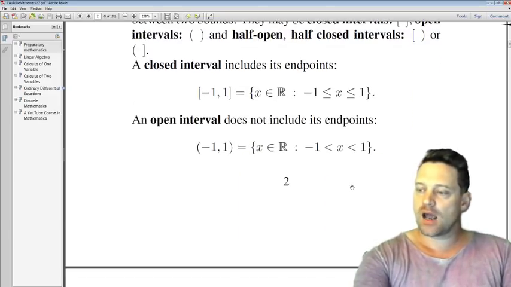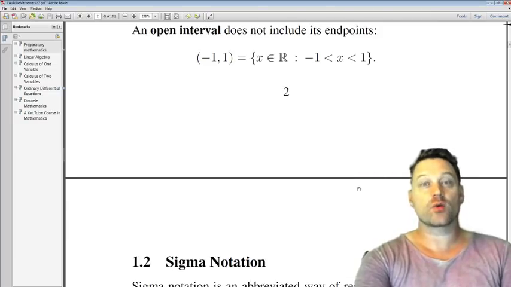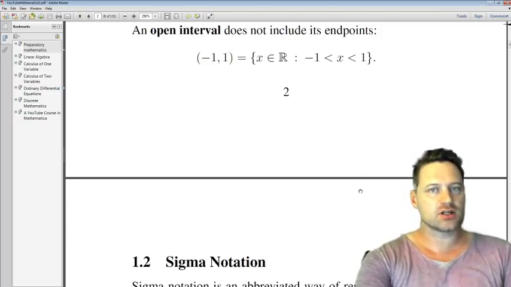Okay, now that's very brief, and the next topic we'll do is summation notation.